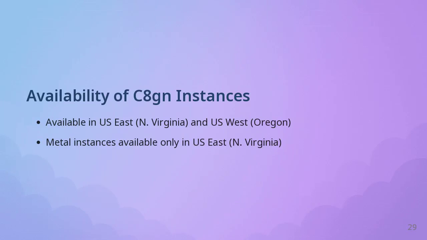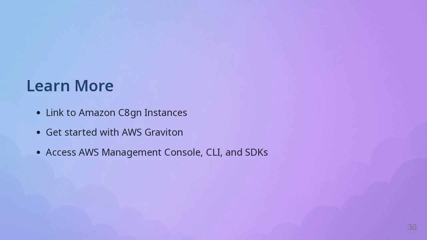C8gn instances are available in the following AWS regions: US East, Northern Virginia, and US West, Oregon. The Metal instances are only available in US East, Northern Virginia. To learn more, see Amazon C8gn instances. To begin your Graviton journey, visit the Level Up Your Compute with AWS Graviton page. To get started, see AWS Management Console, AWS Command Line Interface, AWS CLI, and AWS SDKs.